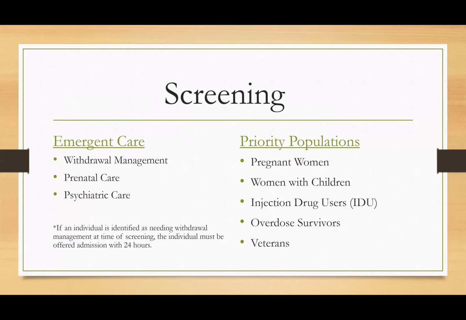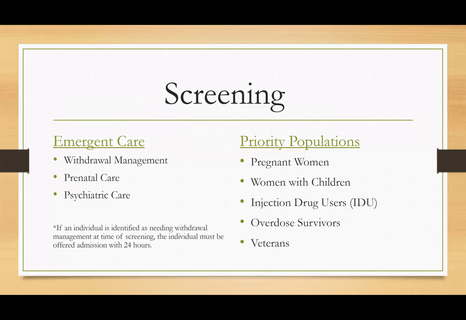We keep our eye out for prenatal care. So we look for priority populations. We focus on our pregnant women and women with children, but we really do screen for any prenatal care before placing somebody in inpatient or outpatient treatment services. And as I mentioned earlier, psychiatric care. It's important to denote whether or not somebody is having any psychiatric episodes that may need different attention than placing somebody in a drug and alcohol treatment facility.